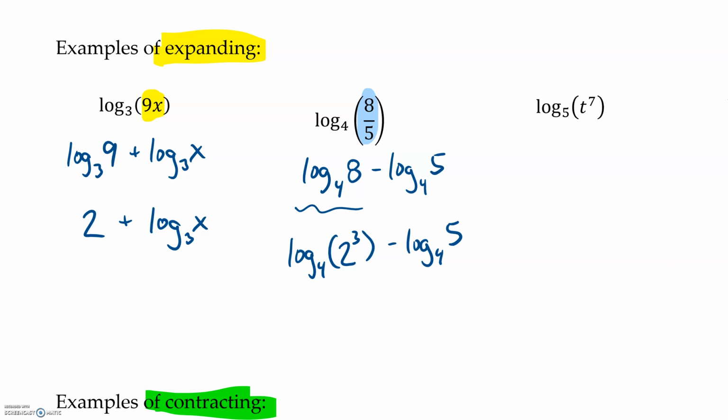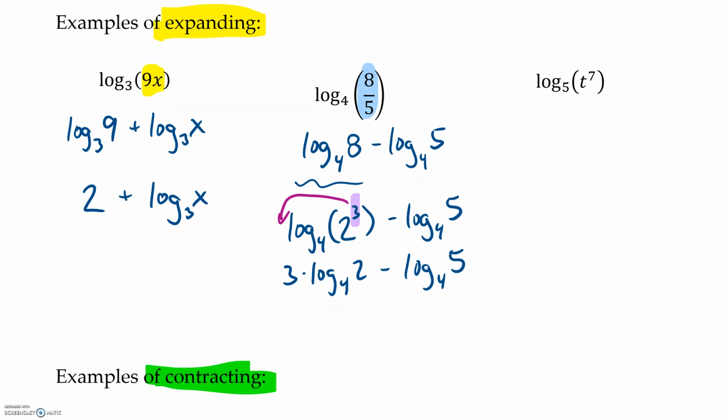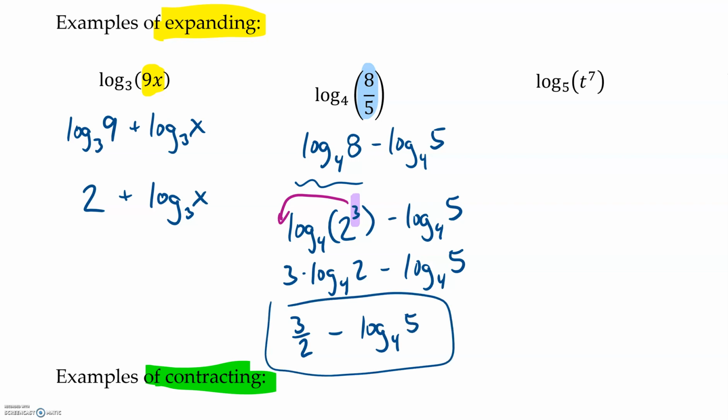And now I can use the exponent rule to bring that 3 to the front of the expression and write this as 3 times log base 4 of 2. And of course, we still have minus log base 4 of 5. But some of you may recognize that log base 4 of 2 is 1/2 because 4 to the 1/2 power equals 2. And so I can rewrite this as 3 times 1/2, or 3/2, minus log base 4 of 5. And so that's sort of the simplest final expression that we can get rewriting that.